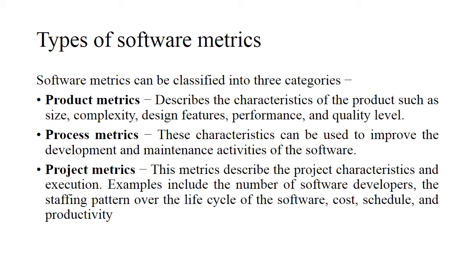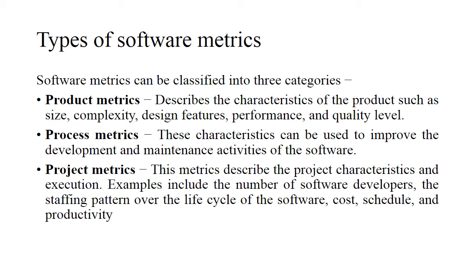And the third one is project metrics. These are all the characteristics like what kind of software developers I am going to use, the staffing plan, the life cycle I am going to use for developing the software, the cost, the schedule, and productivity. Everything comes under project measurement. So software metrics are of three types: product, process, and project.